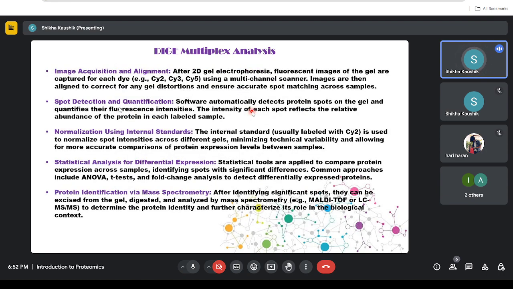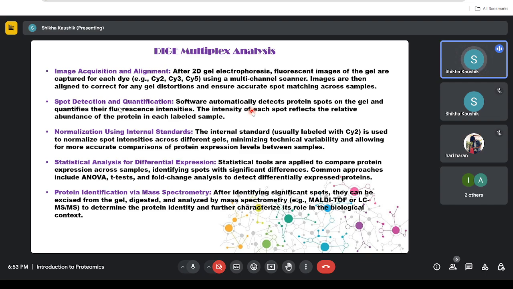Then multiplexing is basically when you are doing different samples on a single gel. So you are using 3 dyes, or sometimes nowadays people have started using 4 dyes as well. So with 4 dyes or 3 dyes, based on different colors, you give each sample each dye, and then you run them together, and then you do multi channel scanning of this particular gel.